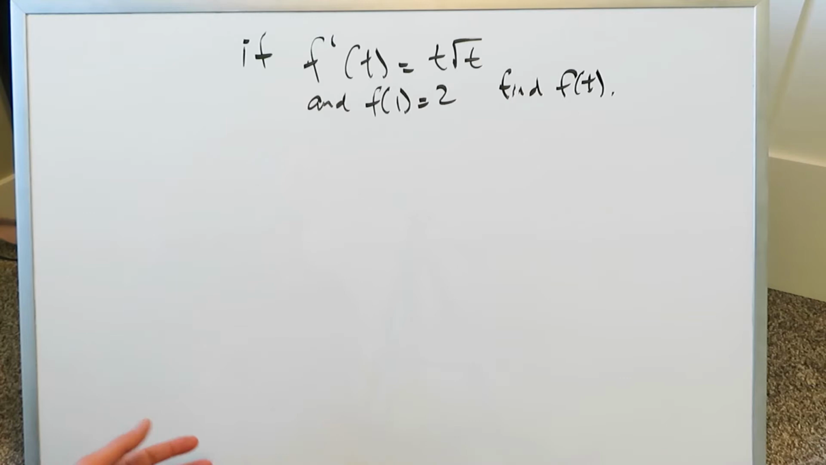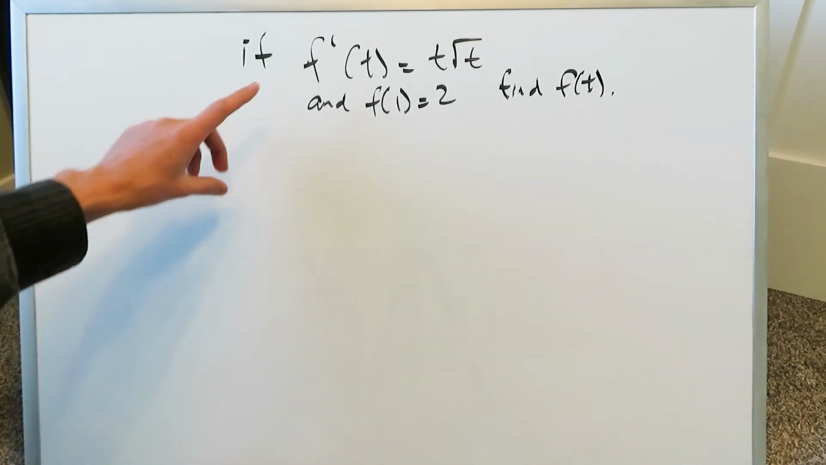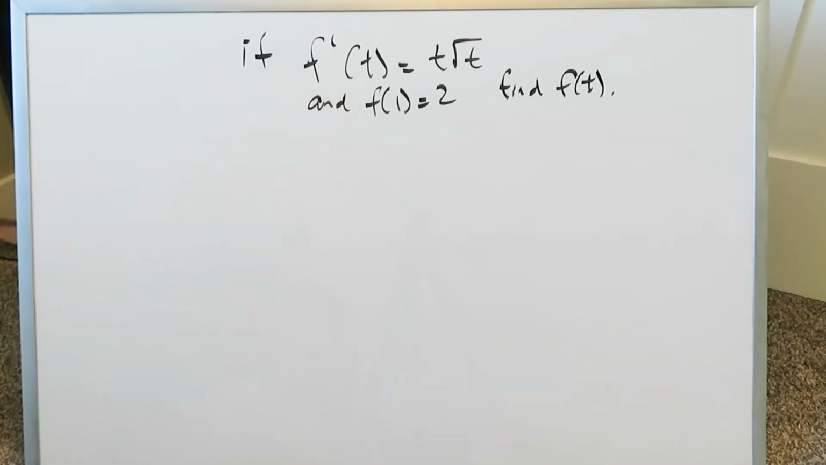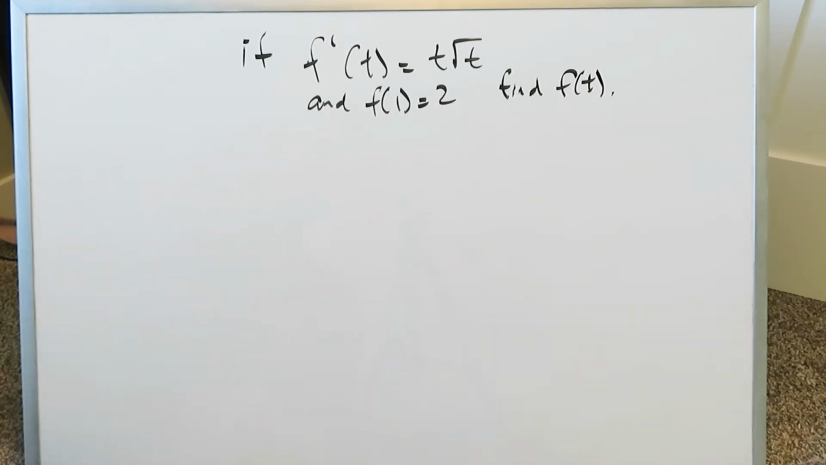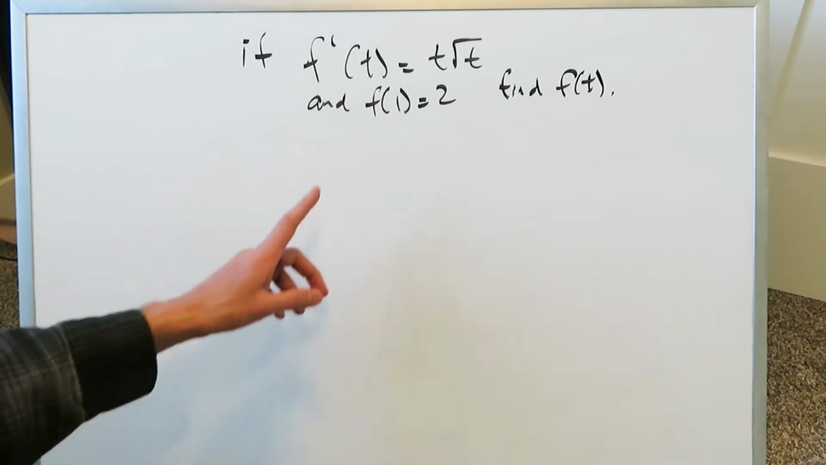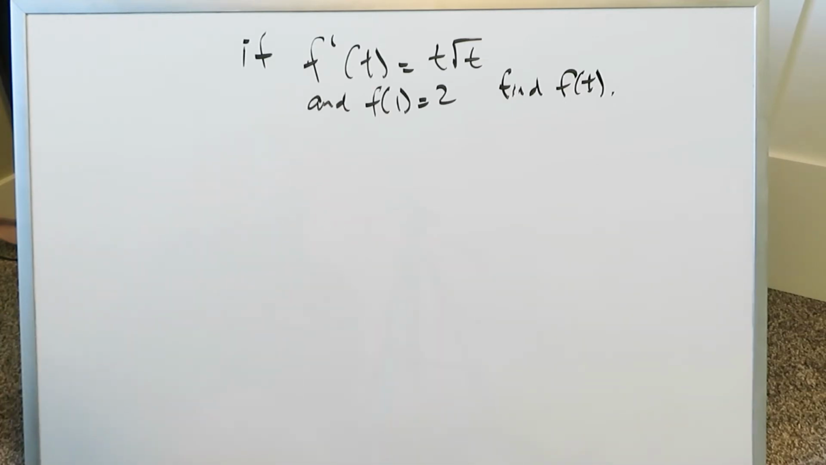We're looking very briefly at this concept of taking a derivative and working backwards to get to your original function. If you're provided a derivative expressed in some sort of functional format, and you're also given additional information with regards to your original function, how can you find what that original function was? Here we know that the derivative is t root t. We also know 1 plugged into the original function gives you a value of 2 in terms of the output.